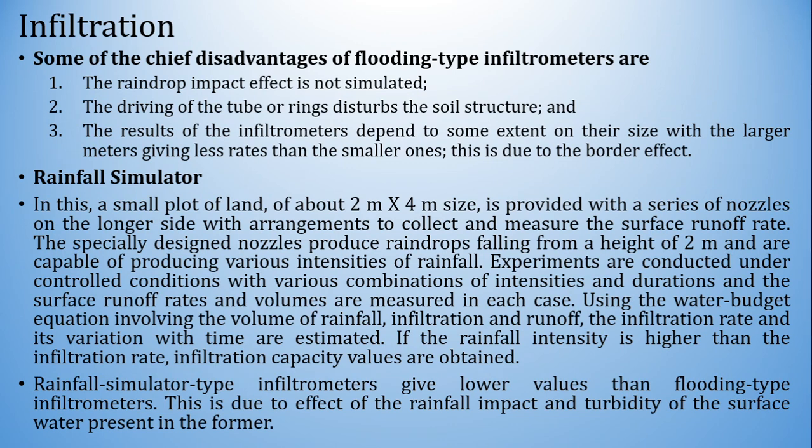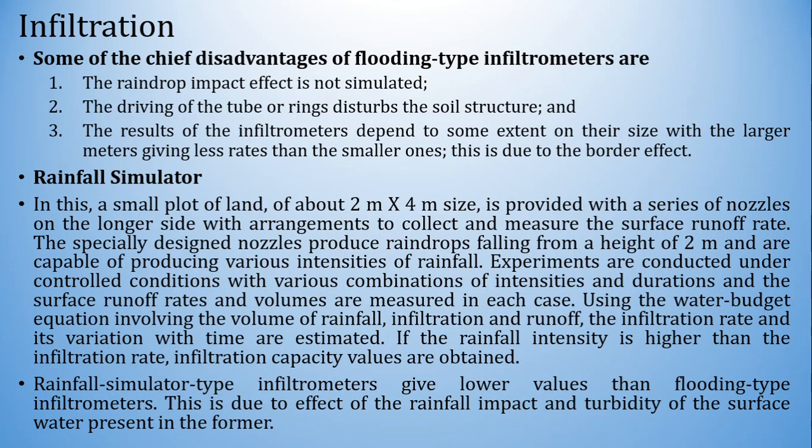Some of the chief disadvantages of flooding type infiltrometers are that the raindrop impact effect is not simulated in these infiltrometers. The driving of the tube or rings disturbs the soil structure, and the results of the infiltrometers depend to some extent on their size. Larger meters give lower rates than smaller ones. This is due to the border effect.